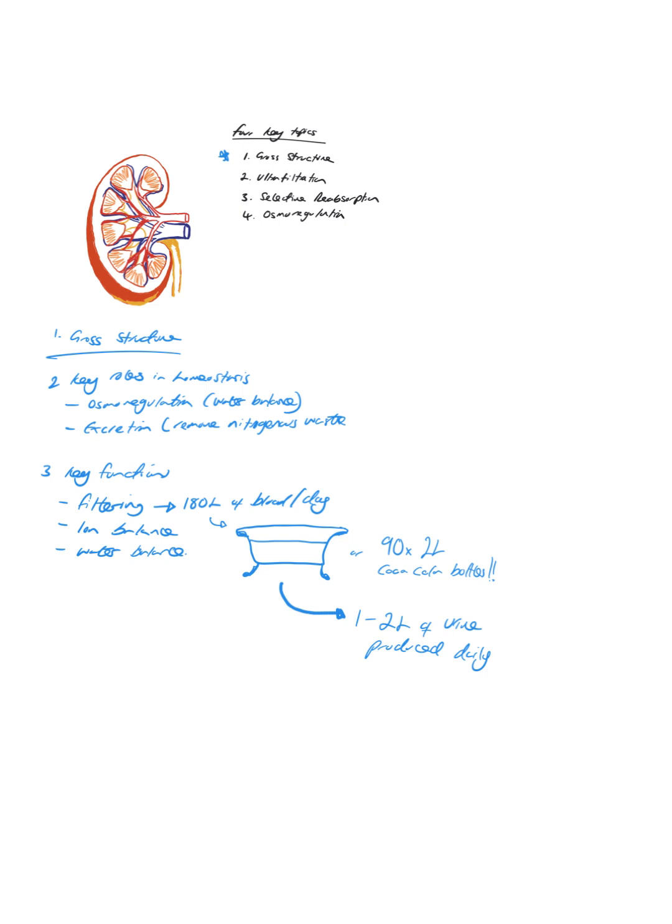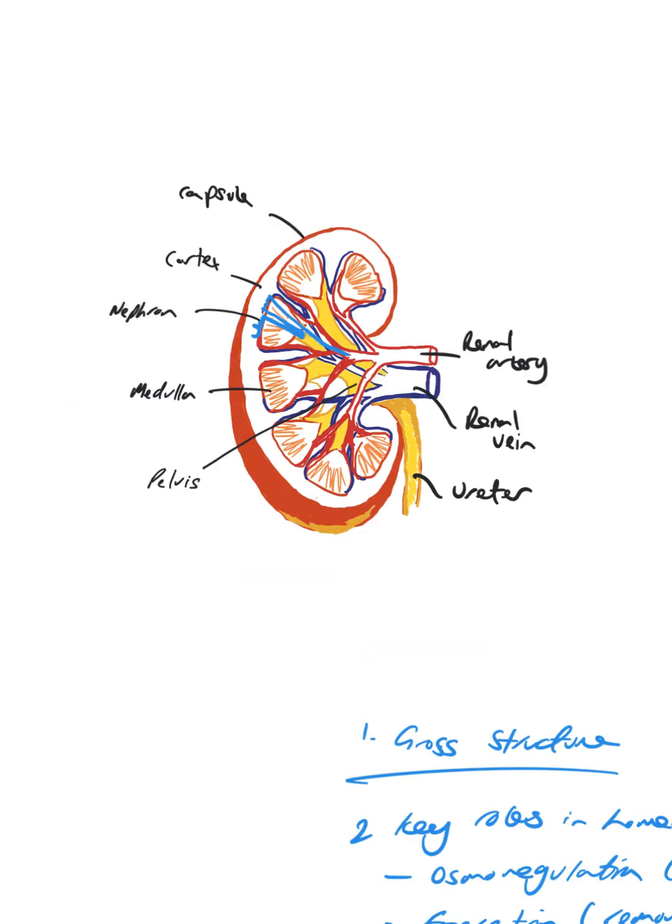The way in which they're able to do this is because of the functional unit of the kidney, the nephron, and there can be up to 1 million nephrons per kidney, which does vary from person to person. As you can see here on the diagram, the three key areas of the kidney are the cortex, medulla, and then the pelvis. And you can see the nephron as the functional unit overlaid.